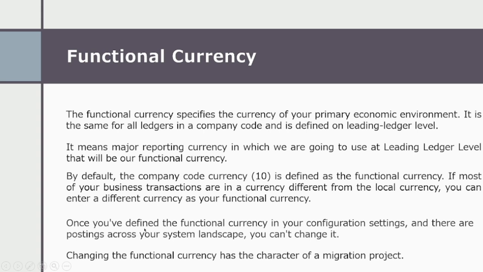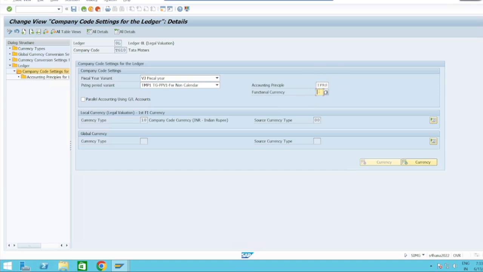Once you have defined the functional currency in your configuration settings and there are postings across your system landscape, you can't change it. Changing the functional currency has the character of a migration project. That is, the major reporting currency will be your functional currency. That's why by default the local currency or company code currency will be our functional currency. If you define the functional currency and you have some postings in it, then you can't change it. If you want to change it, it will become a migration project. Here I am not maintaining any functional currency.